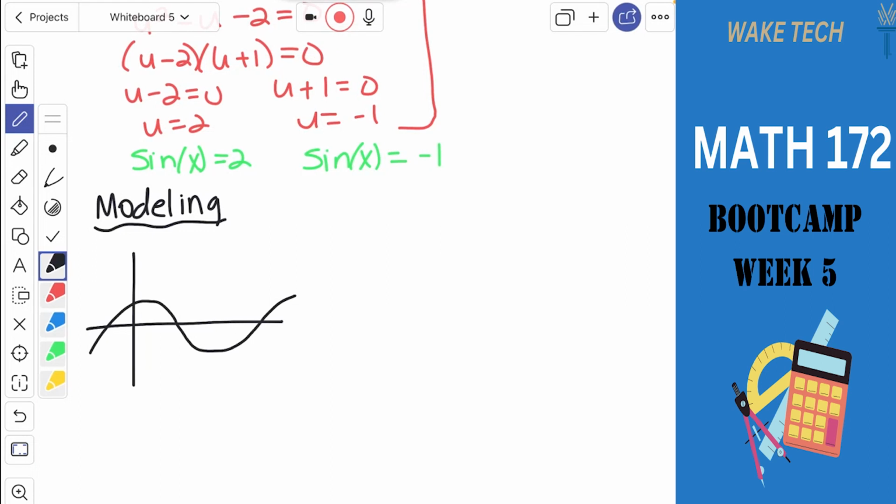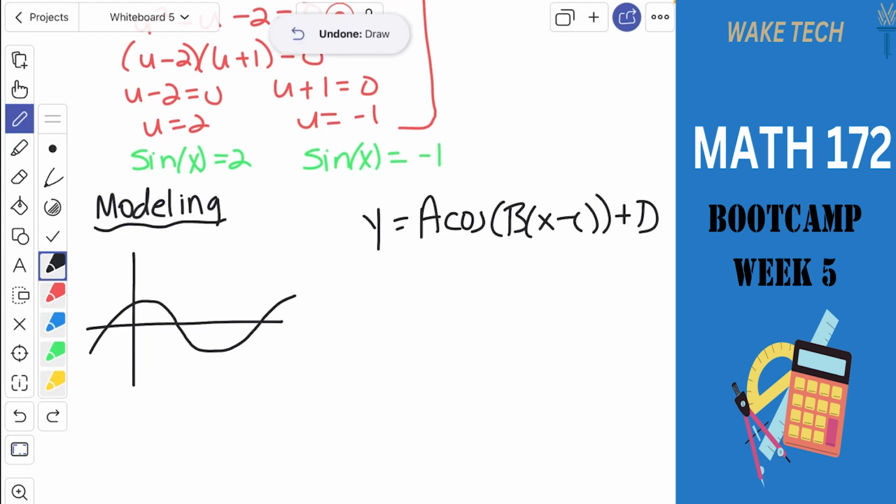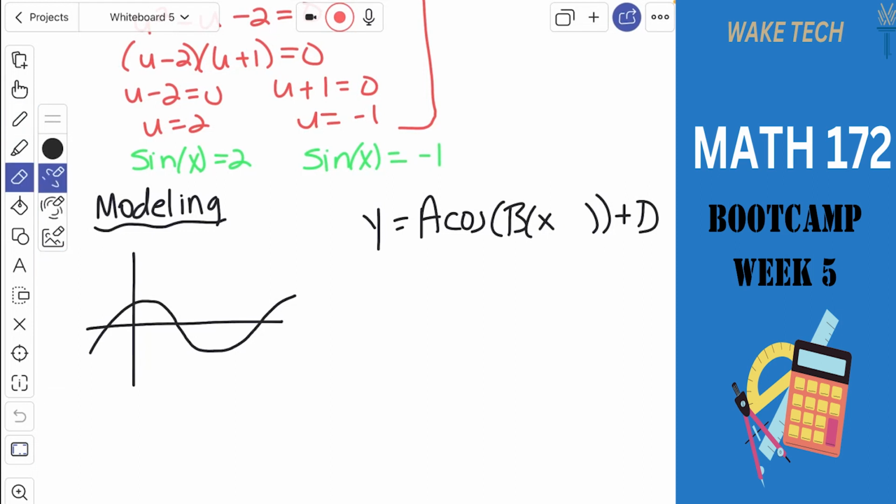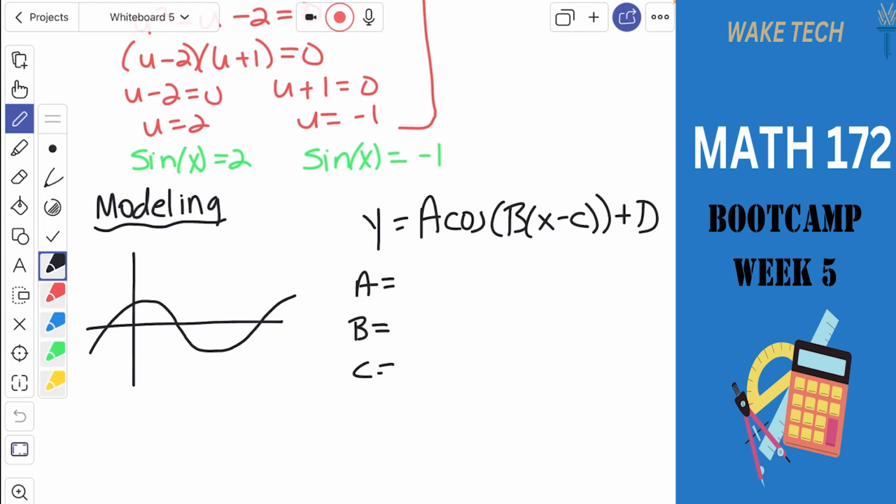Generically, that meant you needed to write an equation that looked like y equals a cosine of b x minus c, plus d. Your teacher may have written this generic equation a little differently. This is the generic equation WebAssign used in its help tips, so that's why I'm writing it this way here. The task back then was to figure out the values of A, B, C, and D.